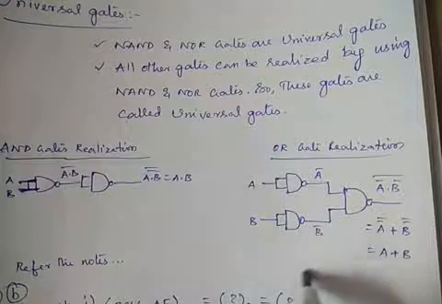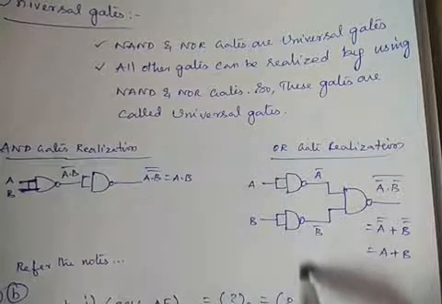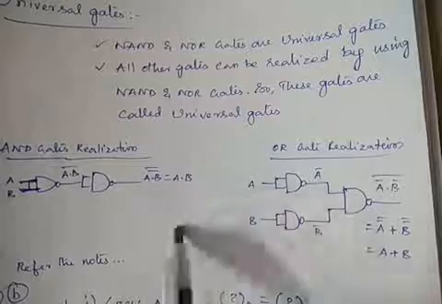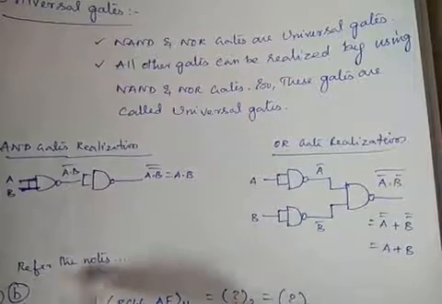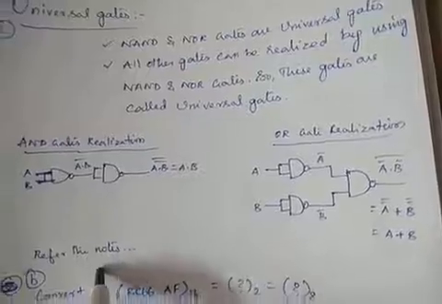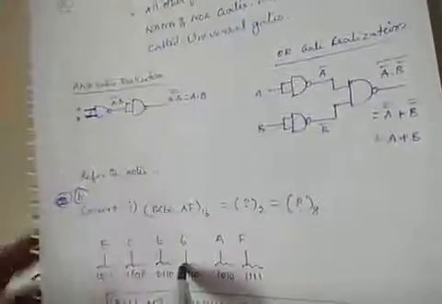So totally 12 diagrams will come. Here I gave only 2. Remaining, you refer to the notes. It is given in the notes clearly. So we'll move on to the next one, 1B.